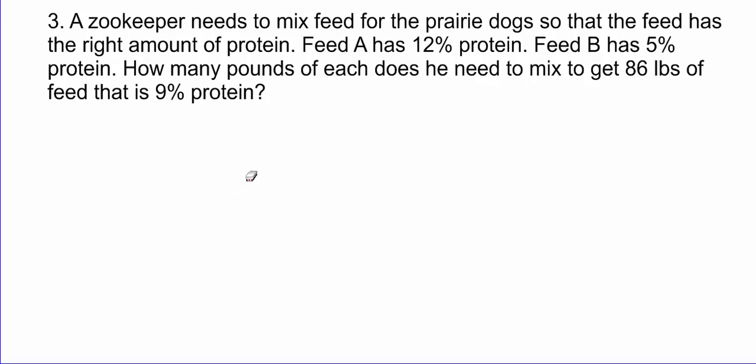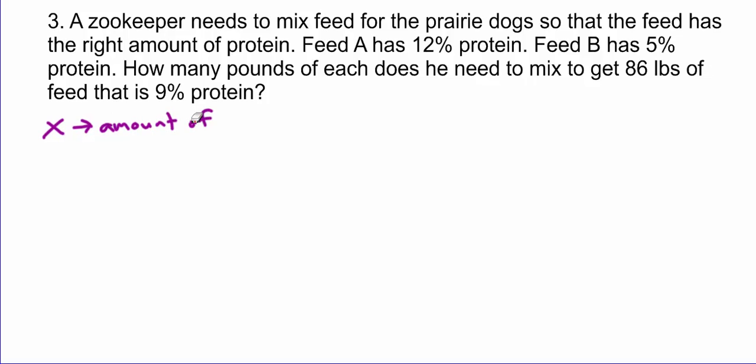That is 9% protein. Now, my experience has been that mixture problems like this are always the ones that are the toughest for students. So let's go ahead and take it easy and make sure we're following along here. Again, we need to start by defining variables. I'm going to start by saying x is the amount of feed A.